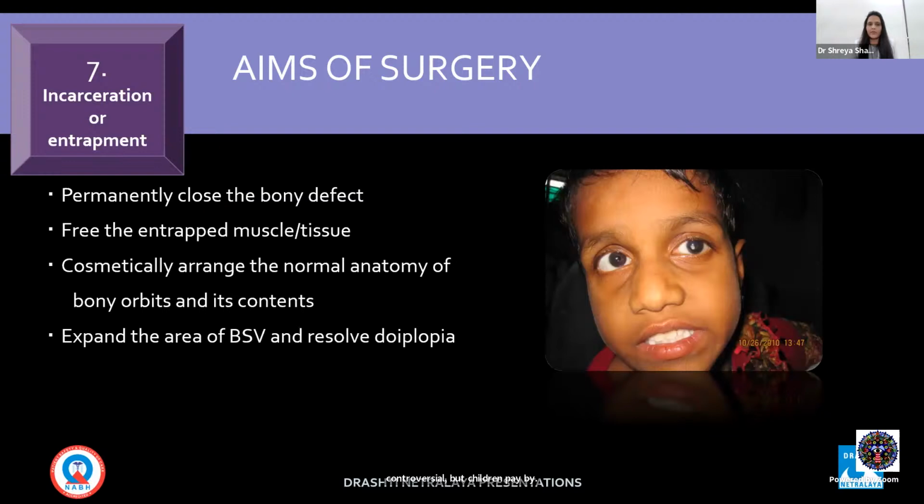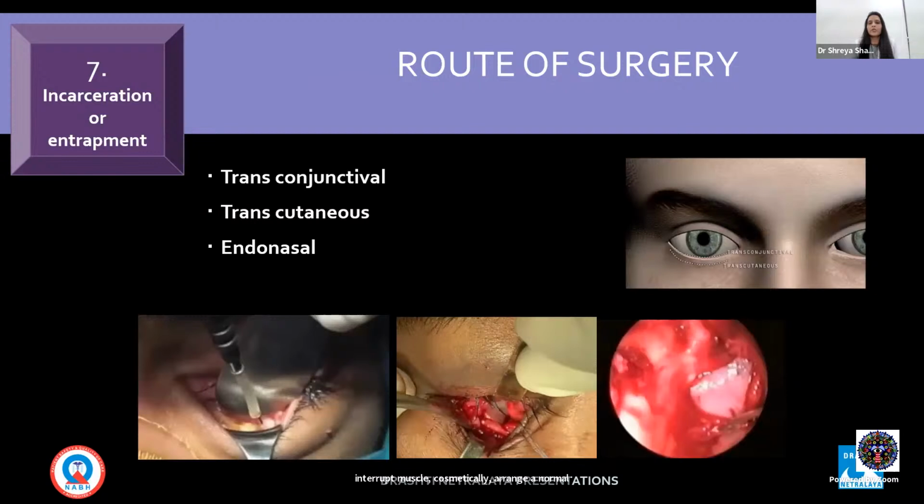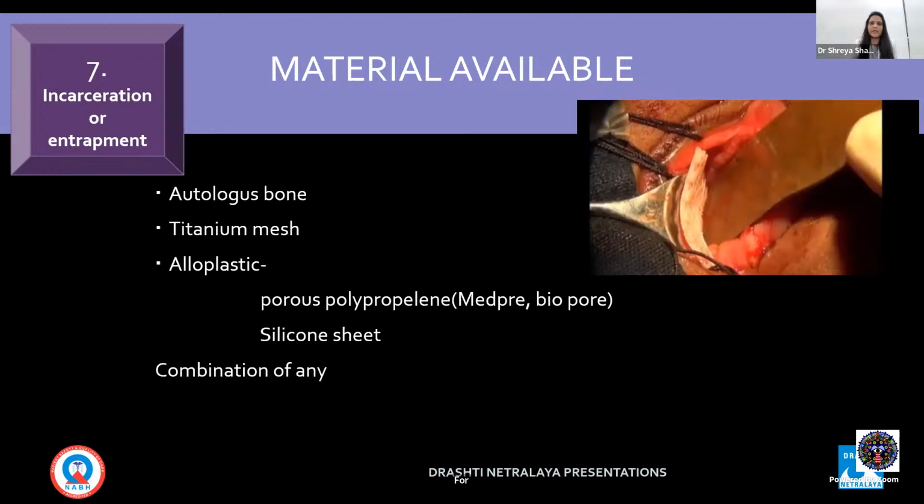What is the aim of surgery? Permanently close the bony defect, free the entrapped muscle, and cosmetically arrange a normal anatomy of the orbit and its contents. So what are the routes available for orbitotomy? Transconjunctival, transcutaneous, and endonasal. Materials available are autologous bone, titanium mesh, alloplastic material like PPE, Medpor, silicone sheet, or a combination of anything you can use.